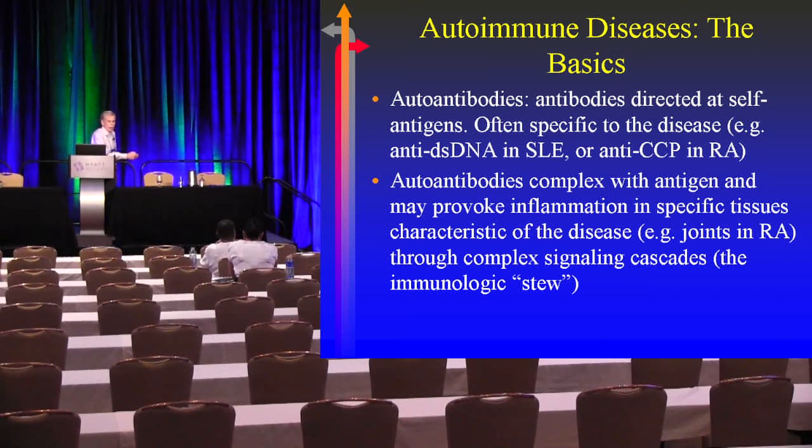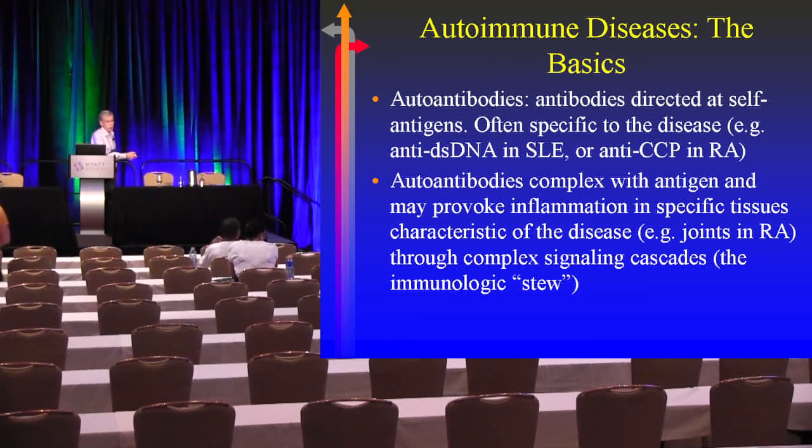Now, so what happens when you make antibodies to self-antigens? Well, we think what happens is that those antibodies complex with the antigen. So in the case of lupus, antibodies to double-stranded DNA complex with DNA. And that complex then gets deposited in various target tissues and provokes an intense inflammatory response, part of an immunologic stew, essentially, that develops and then creates the manifestations of the disease in question.